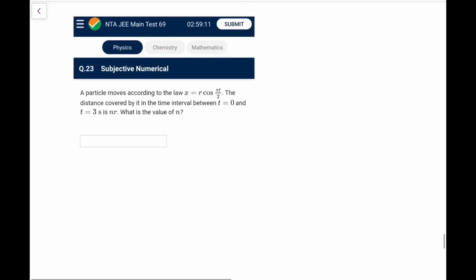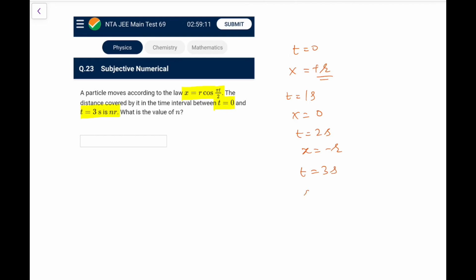Next you have 23rd. What it says: a particle moves according to the law x is r cos pi t by 2. The distance covered from 0 to 3 seconds is nr. So first of all, r cos pi t by 2, this is the x coordinate that you are getting. At t equal to 0, if I check, x would be equal to r cos 0, that is equal to plus r. And at 1 second if I take, it would be at 0. At 2 seconds if I take, it would be at x equal to minus r. And at 3 seconds if I check, again it would be at 0. Because it is a cos like function, I can make it out.